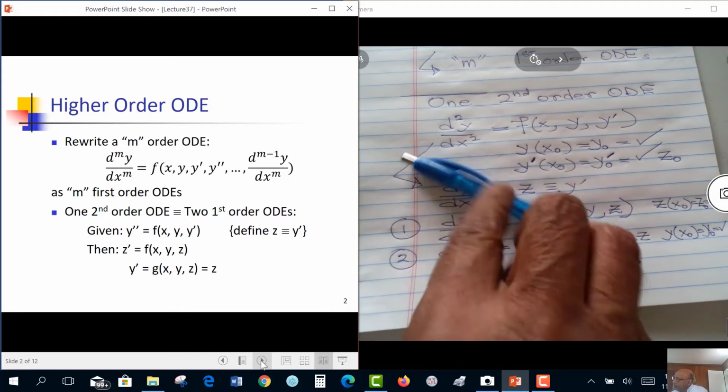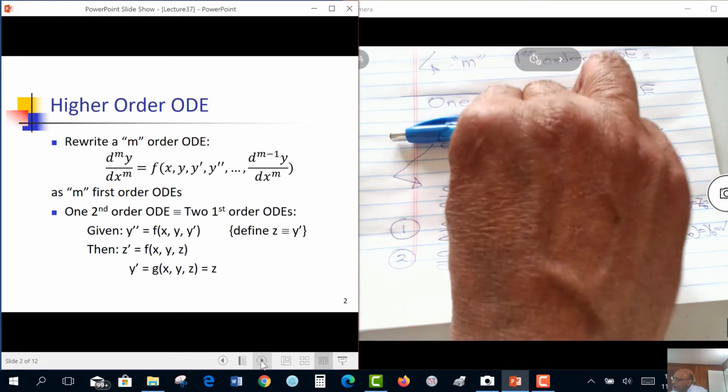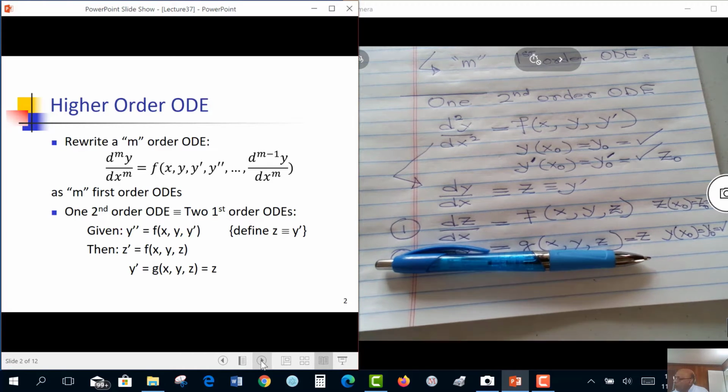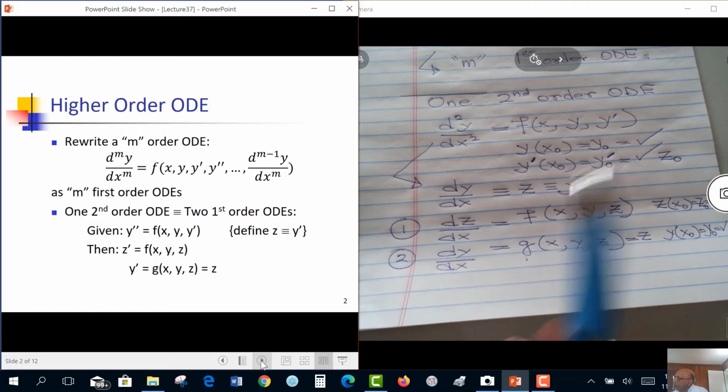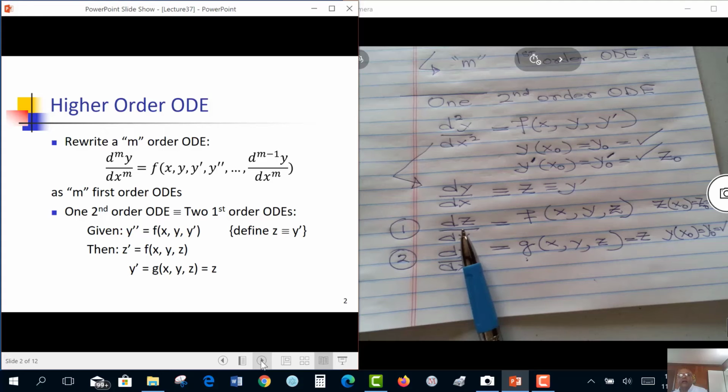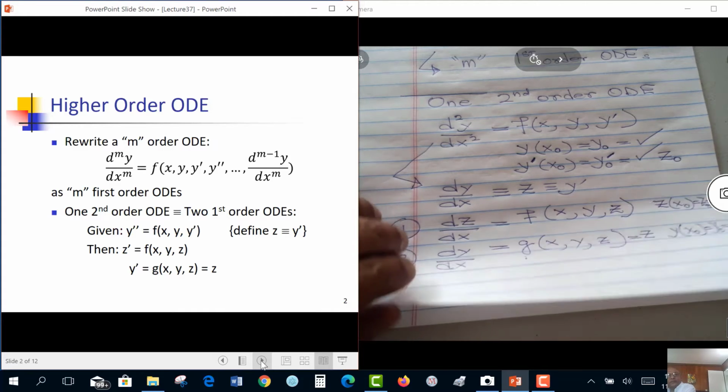So you see how we have just transformed this second order differential equation into two first order equations, all by just substituting the higher derivatives by a variable. So in this case, we had only one derivative, so we just needed one replacement.